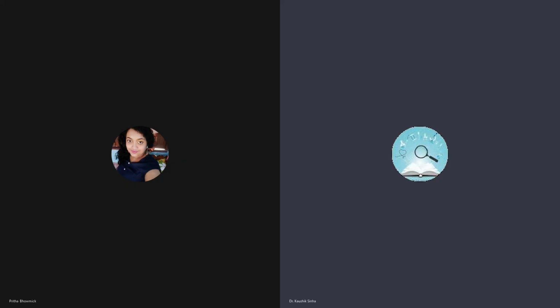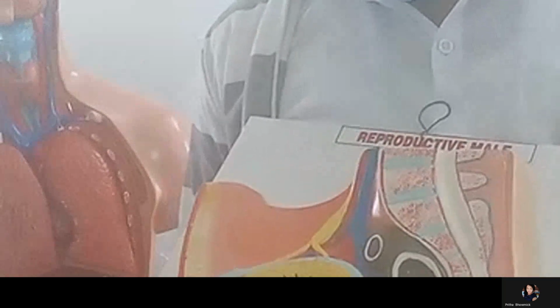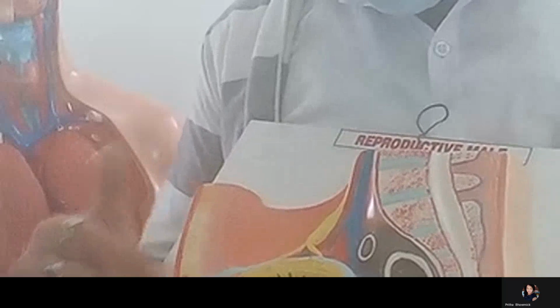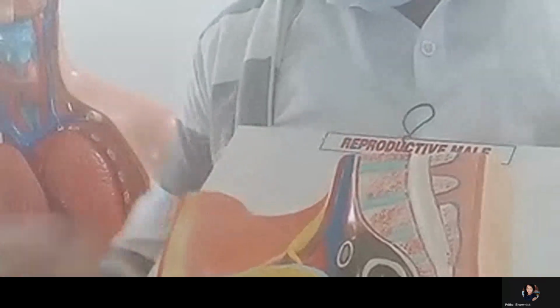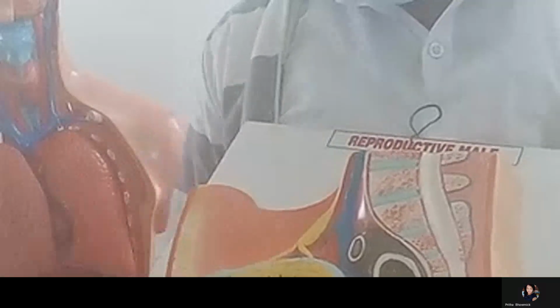Here I am showing another model of the male reproductive system. Now people will try to find out. I have covered up the label. So let me point out, as for example, what is the name for this particular area? This is the prostate. What is the name for this brown color?